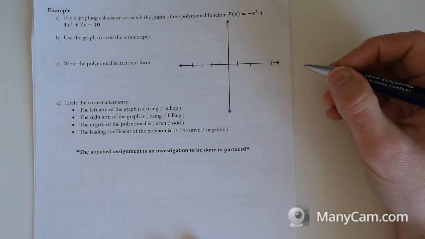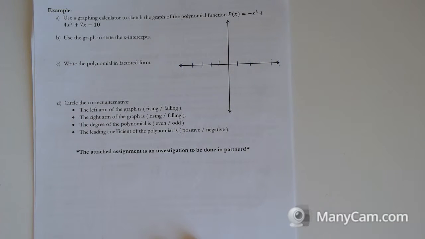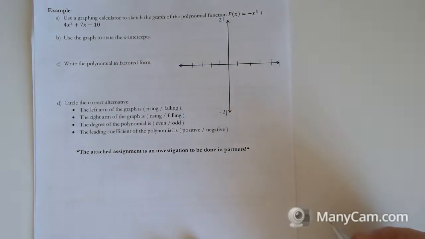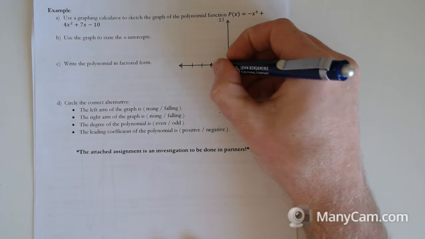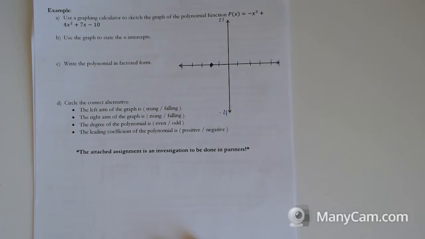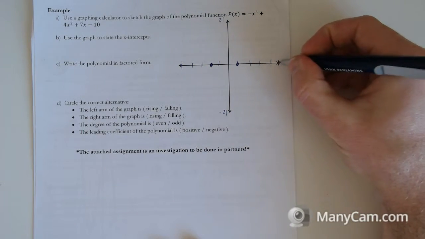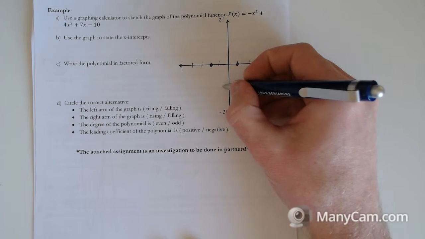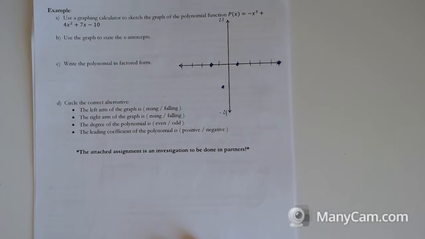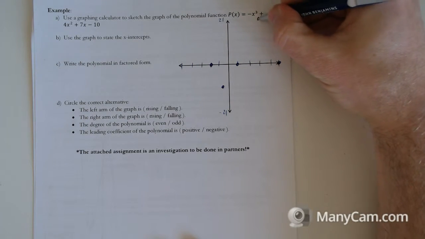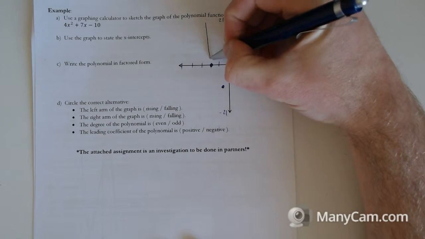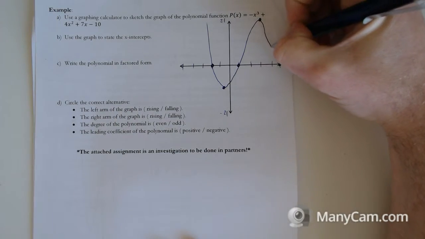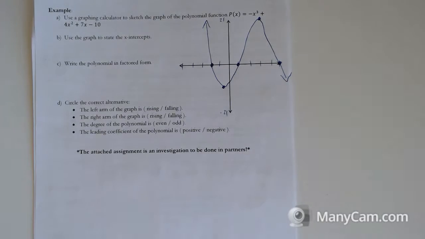How high do we want to go? It goes pretty high. It goes down to like -13 up to 20 something. So we'll call the top 21, we'll call the bottom -21. And we have zeros at -2, +1, and 5. We have one minimum, sorry, down here. And a maximum up here. So we get something like that.